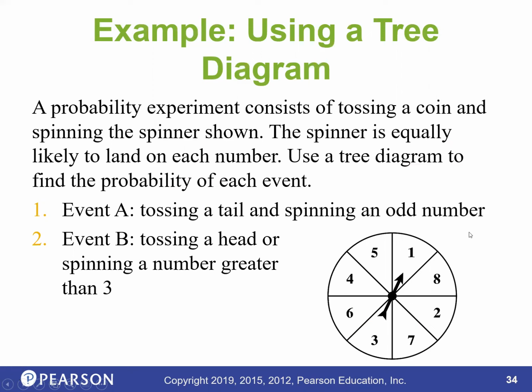Can you give me that? Event B is tossing a head or spinning a number greater than 7. So now we have to think about how we put those two possibilities together. Hey, this is not a simple probability.